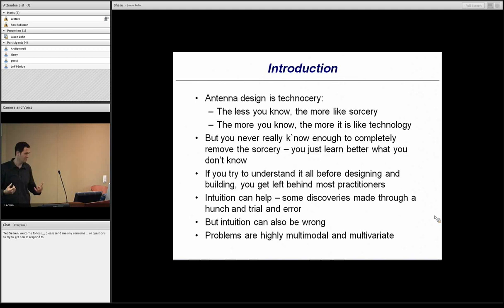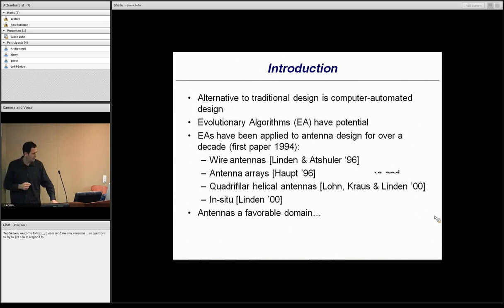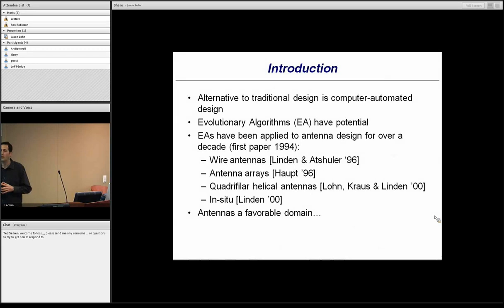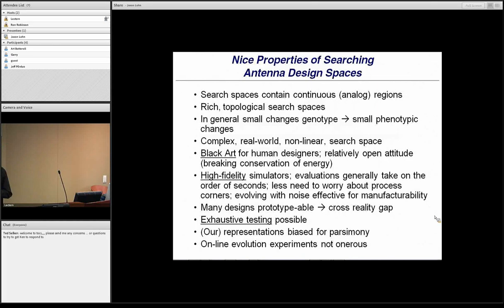From a computer science perspective, designing antennas is a very complex problem if you look at it just mathematically. I'll show you an example of that. Just a little background on the history. This work started in the mid-90s, and people have applied these things called evolutionary algorithms since then. And why is it a good domain to apply these algorithms to? Well, basically, we won't go through all this, but the black art thing, the fact that you can get a high fidelity simulator, and the fact that you can exhaustively test. Let me talk about that one first.